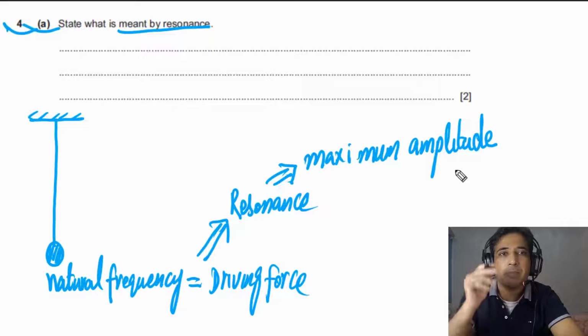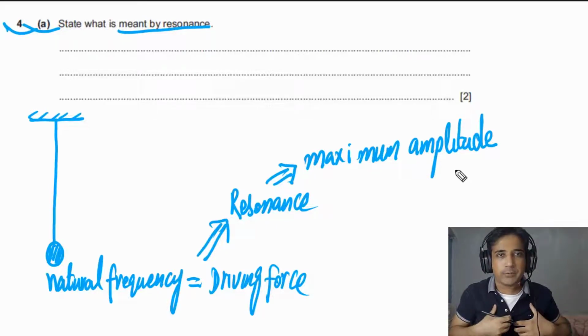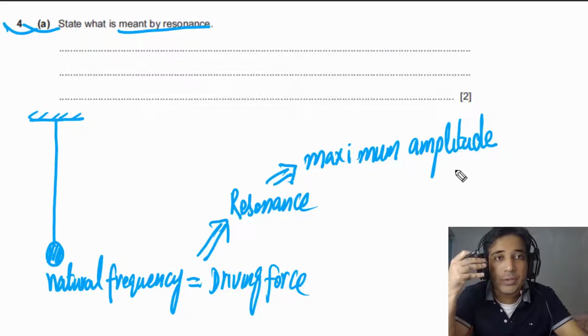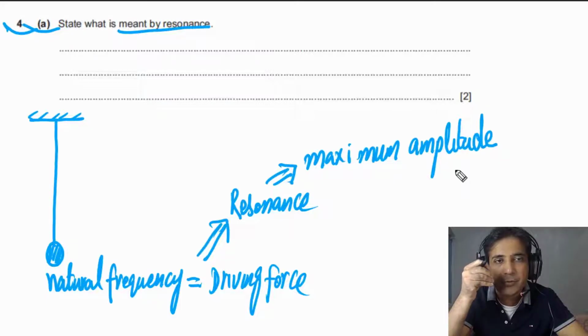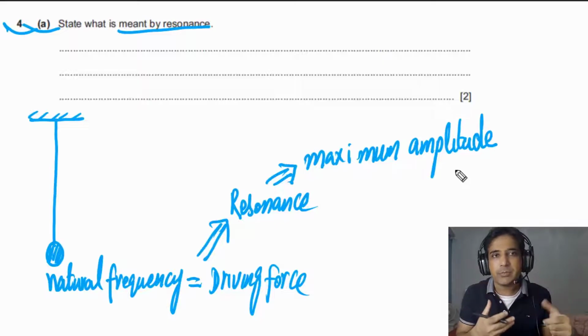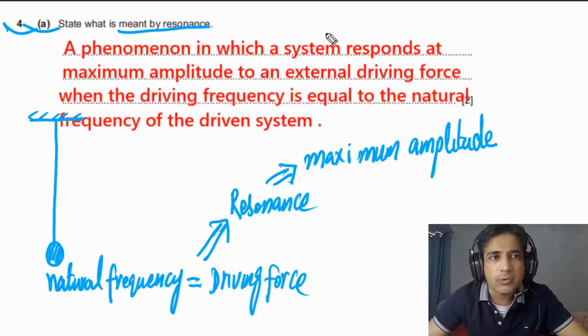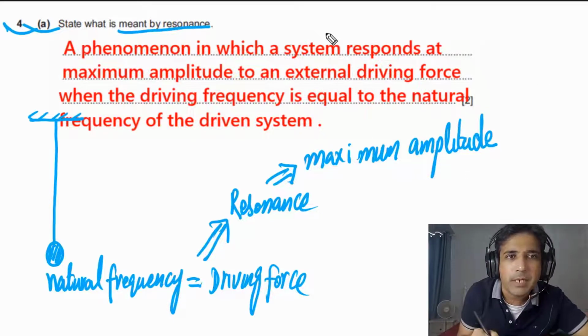Even in our body, in our chest, we have certain holes and water inside. Those holes have their own natural frequency. If we hear music with the same frequency as the natural frequency of these holes in our chest, we feel a kind of excitement. That is also an example of resonance.